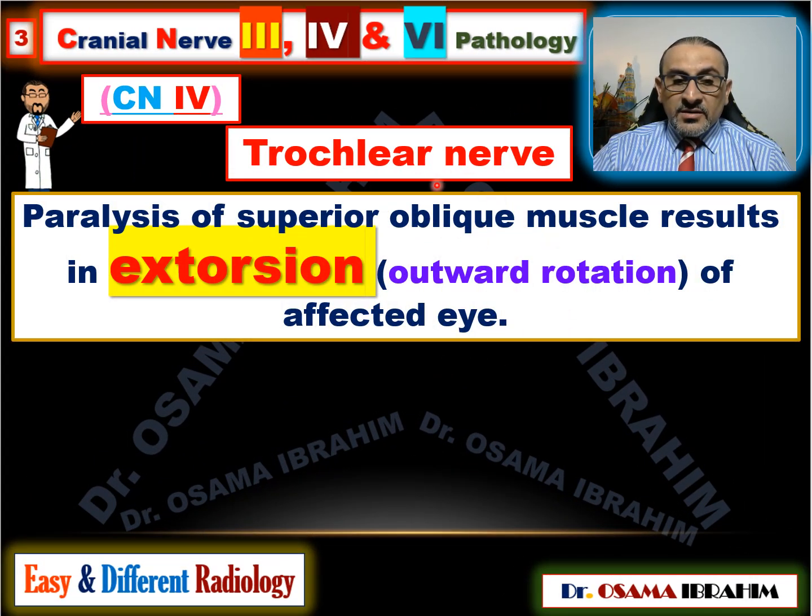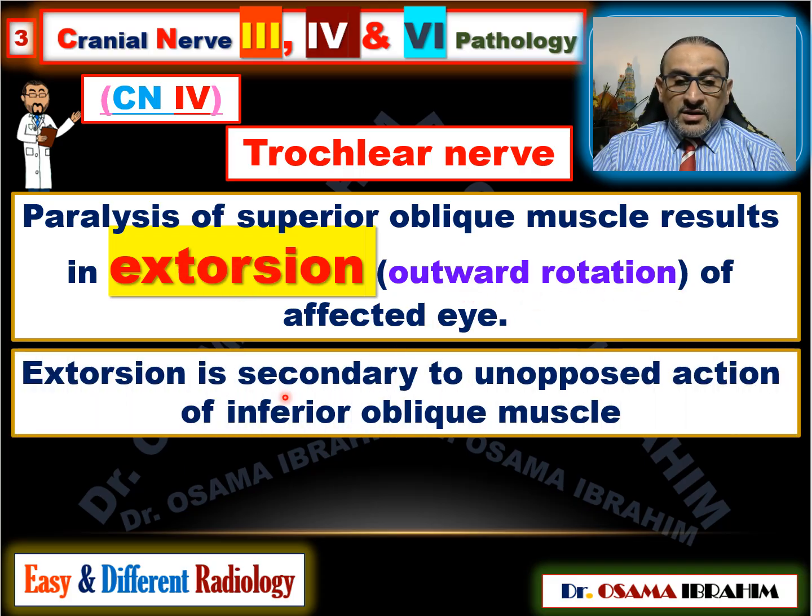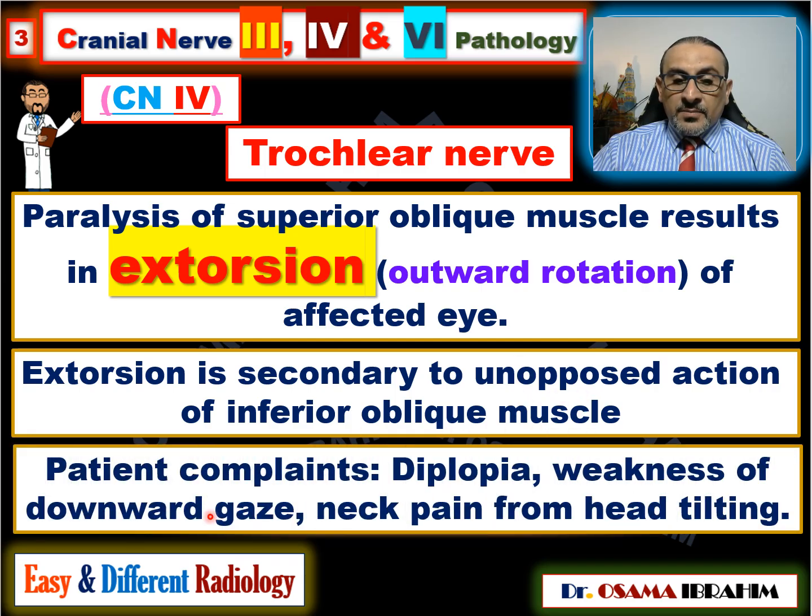If there is any paralysis of this nerve due to any cause, such as tumors, ischemia, or compression by adjacent structures, it causes extorsion, an outward rotation of the eye. The extorsion is due to the unopposed muscle contraction of the inferior oblique muscle. The patient complains of diplopia and other manifestations on downward gaze and so on.